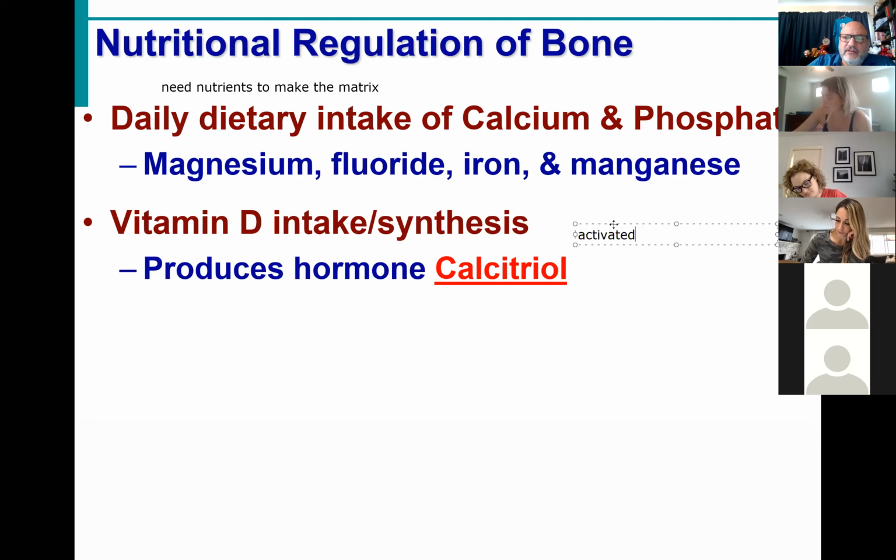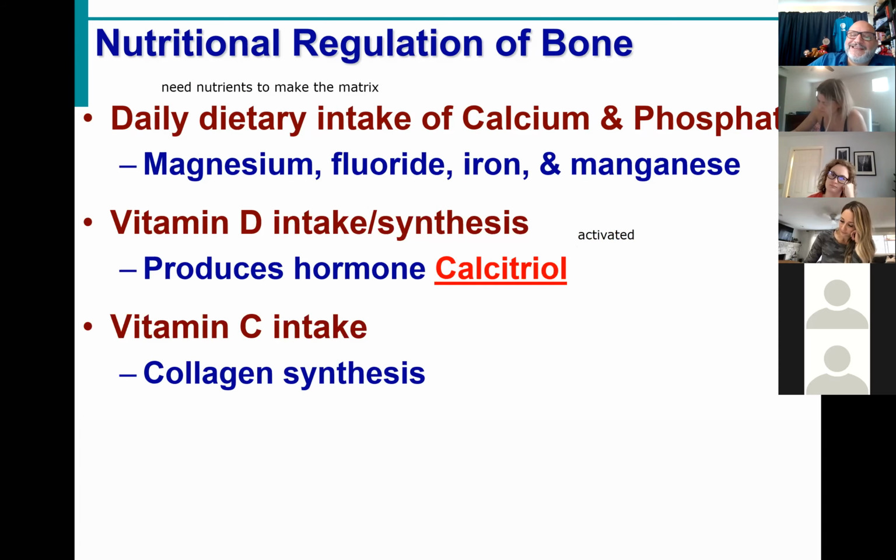Now, the good news is it only takes about 15 minutes of sunlight. The bad news is between Corona and the smoke and TikTok, nobody's outside anymore. So luckily, they put vitamin D into our beverages now instead. So we get our vitamin D that way and can still get all the calcium we need from our drinks.